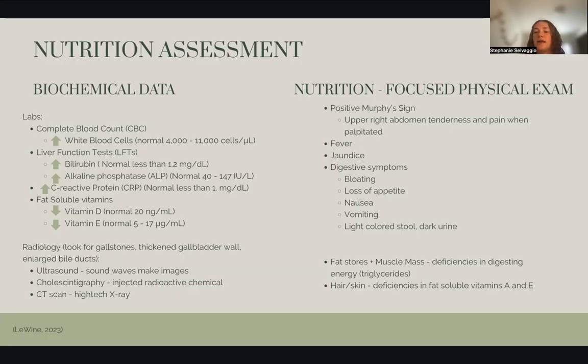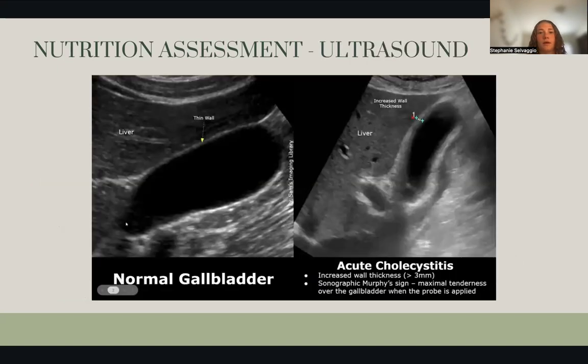And then hair and skin. So looking at deficiencies in fat soluble vitamins A and E, which have to do with hair, skin, and nails. So maybe having thin or brittle hair, thin or brittle nails, and then your skin just being thin as well.